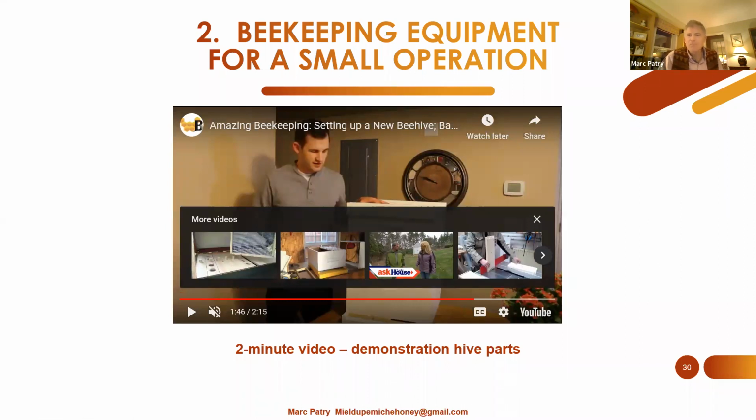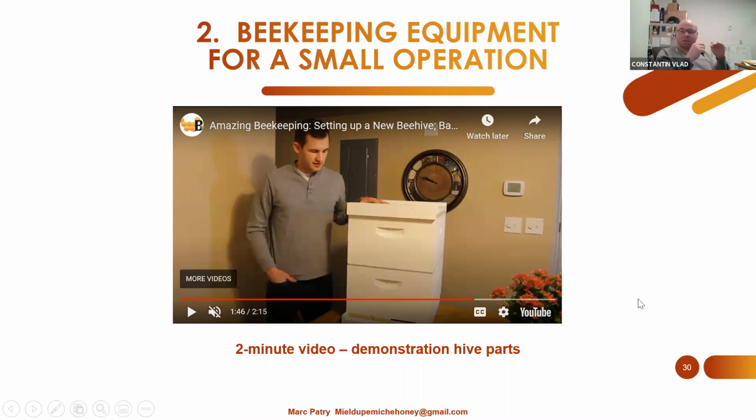Any questions? Yes, I have one. Yes, Lad. If you decide to move a frame from the deeper box up to the shallow box, and the frame has some brood on it, are the worker bees going to try to feed them anyway? Yes, as long as there's brood there, they will take care of them.